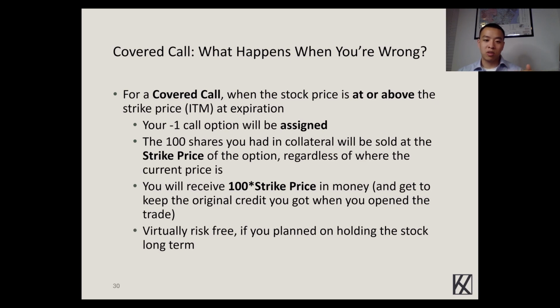The option expires worthless. Okay, so if you do get assigned, you will receive 100 times the strike price of that option in cash on top of the credit you originally got. So it's like you just sold 100 shares. Nothing too bad happened. It's virtually risk-free. If you plan on holding this stock long term, then it doesn't really matter if you sold, because you still get cash. You shouldn't have lost money, because you're still getting premium when you sold that option anyways.